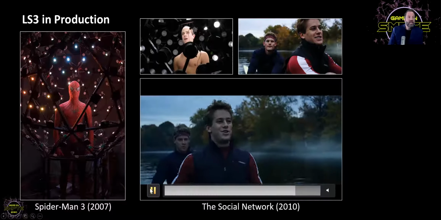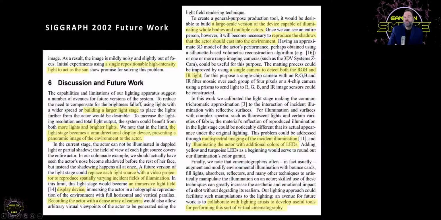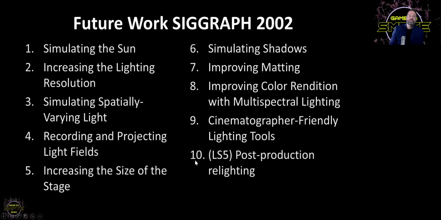Some of the other contributions in the paper were actually made in the future work section, where some of the current limitations of the system and some of the directions for developing this into a fully realized virtual production system were discussed. These included having ways of simulating the sun, increasing the lighting resolution, simulating spatially varied light, recording and reprojecting light fields, making a big stage, simulating the shadows the actors would have on the ground, improving the matting, the color rendition, and having cinematographer-friendly lighting tools.